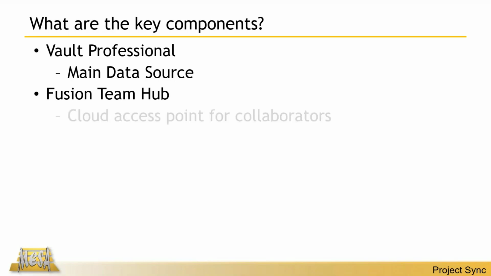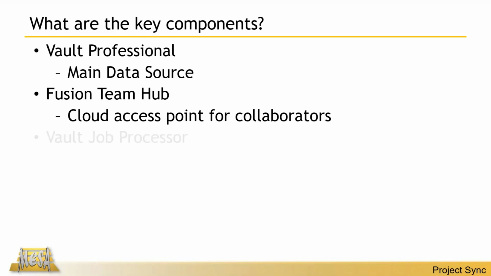Fusion Team Hub is going to be your cloud access point for your collaborators. You're going to have the files pushed out to that Fusion Team site. You're then going to invite people into that project via their email address, because Autodesk treats the email address as your unique identifier. You'll have control of allowing them in or out. And when the project is closed out, if they don't need access anymore, you just remove their invitation or their access to that access point.